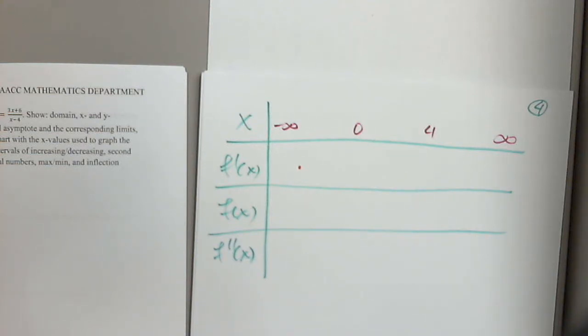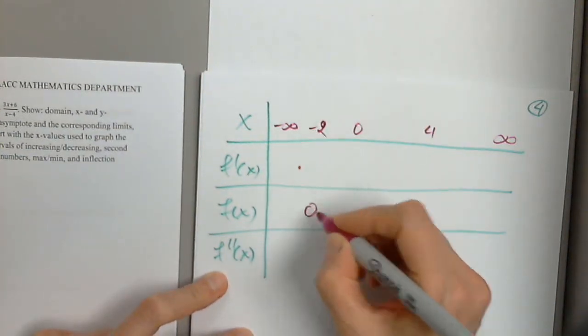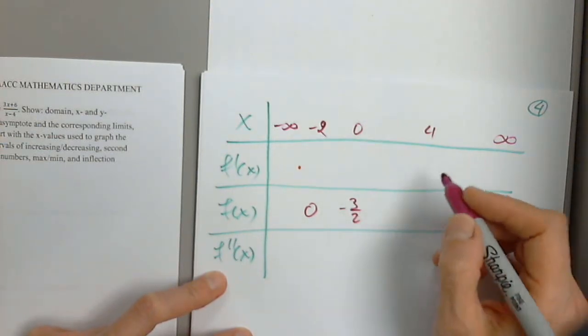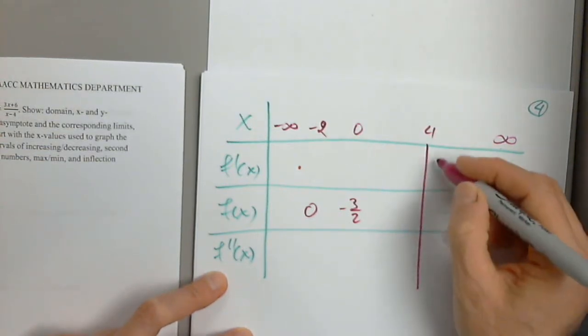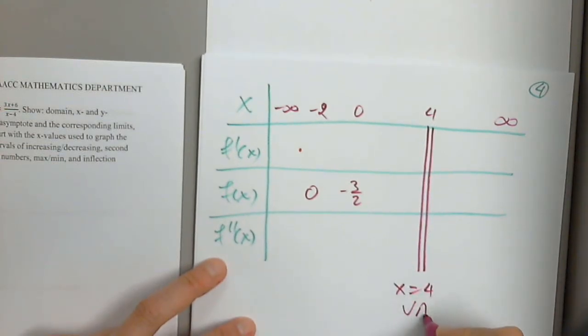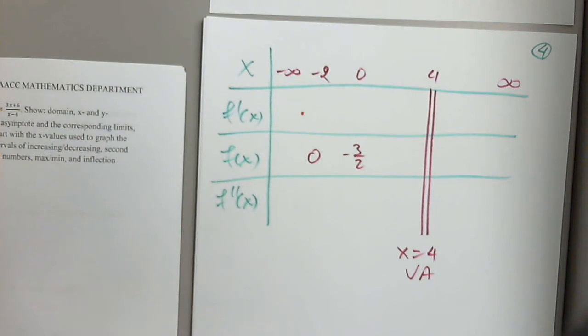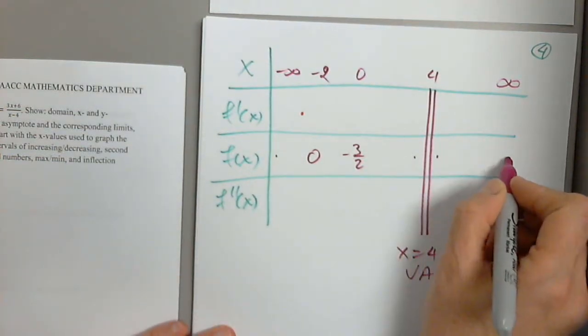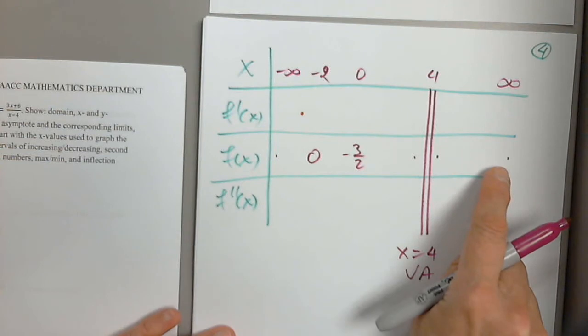Yes, thank you. We also set the numerator equal to 0, right? Yes, to find the x intercept, which is negative 2. Correct. So negative 2 is 0. When x is 0, we have negative 3/2. At 4, everything is undefined. It does not disappear, so x equals 4 is a VA. So now the only thing I need is this limit, this limit, this limit, and this limit.